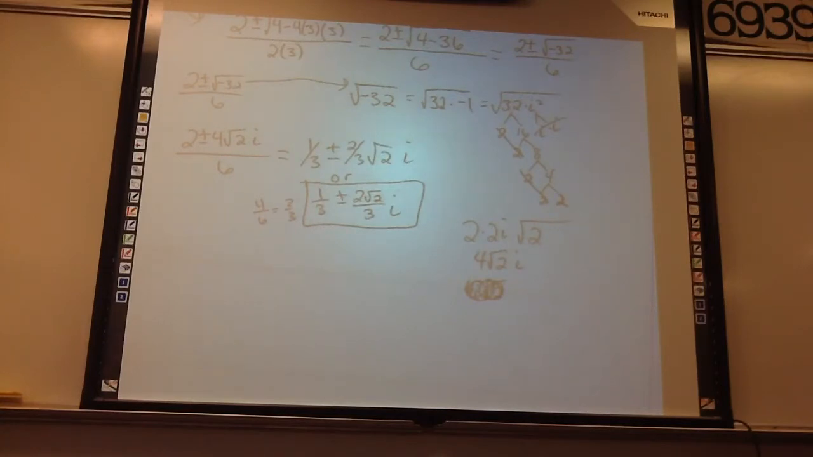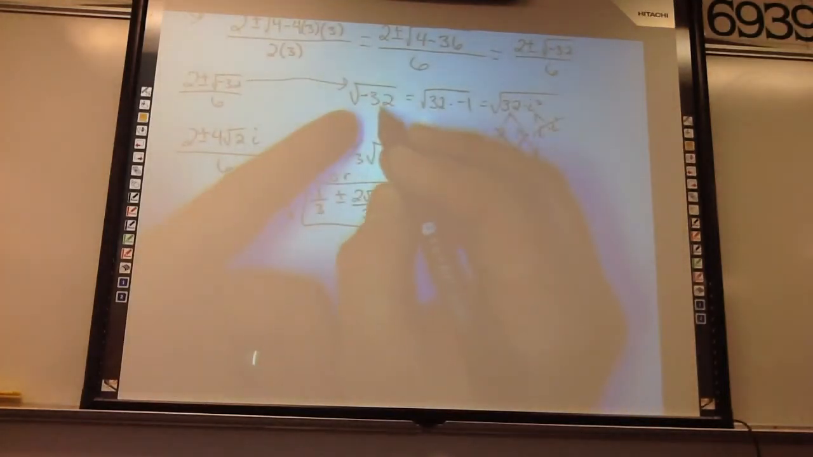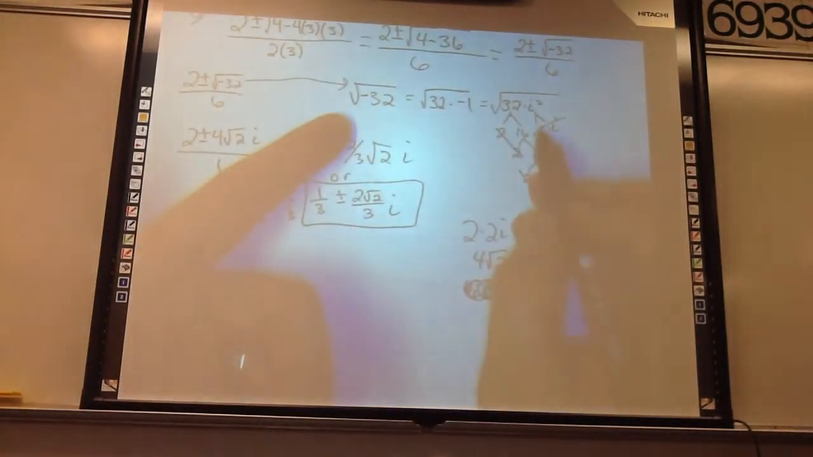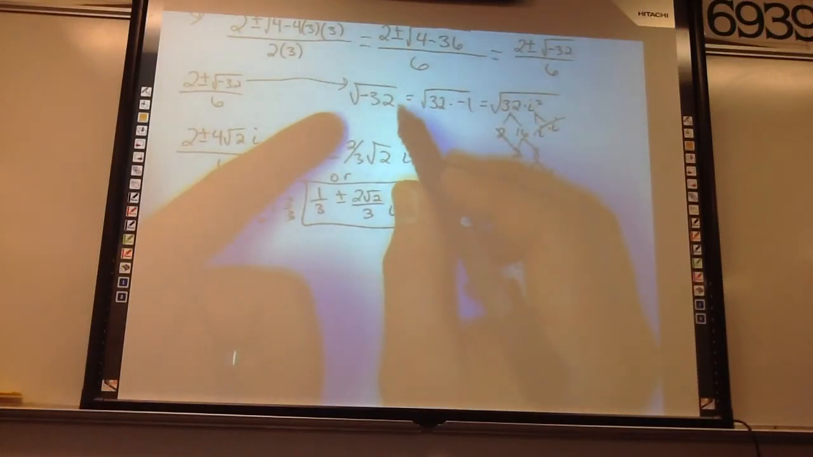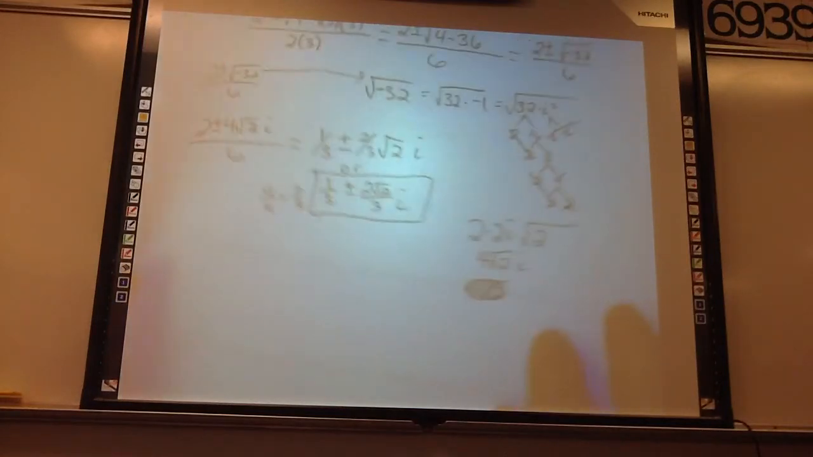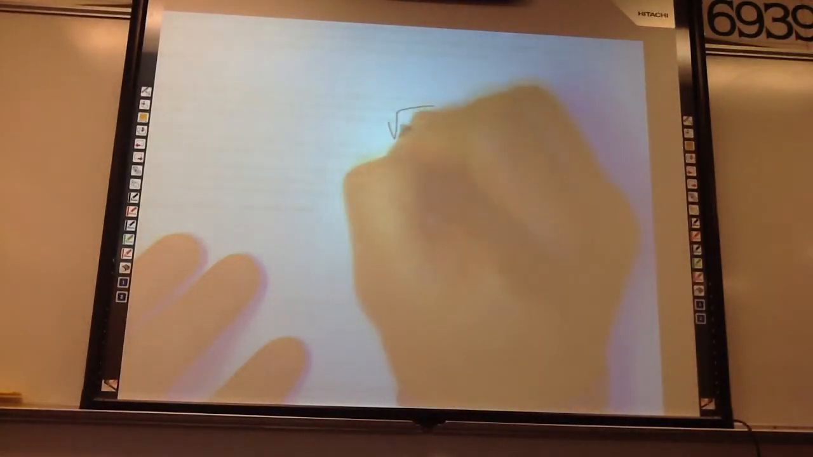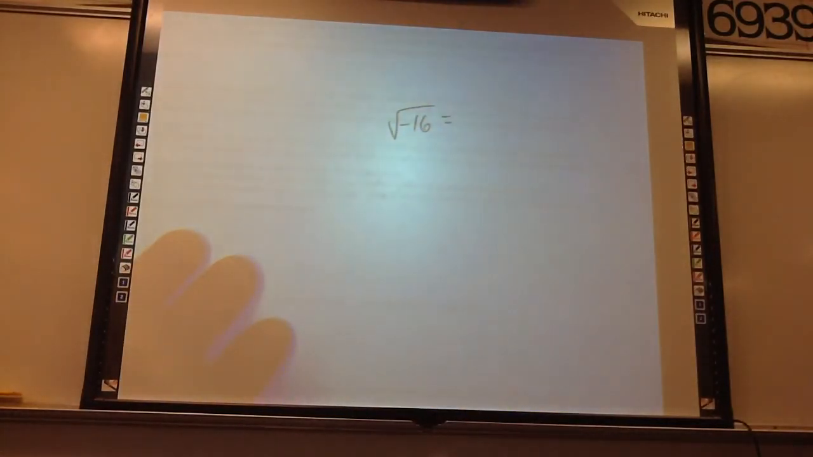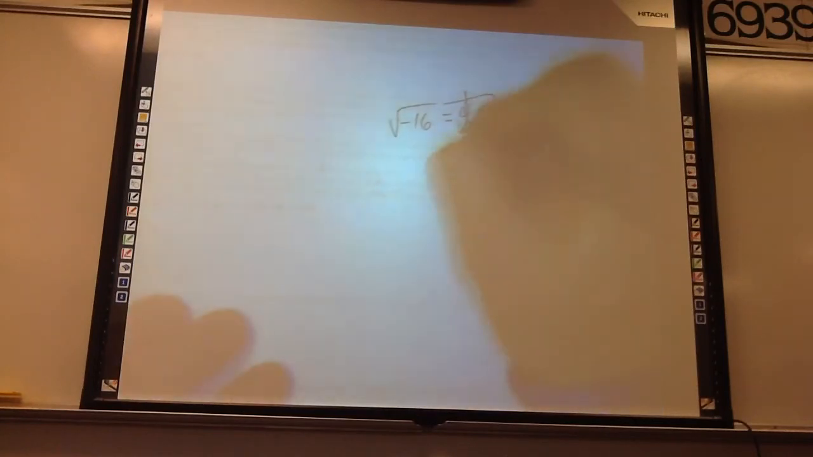Wait, what do you mean? He said that was so much easier. Why didn't you just tell us that the first time? When you have the square root of a negative, you don't have to do the i squared thing. Just know that, for example, if you got the square root of negative 16, just ignore the negative. What's the square root of 16? 4. So it's 4i.